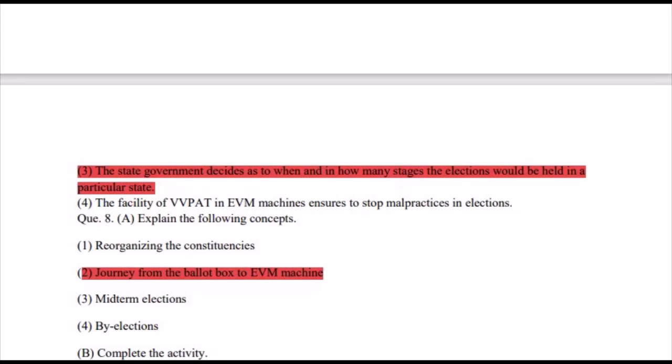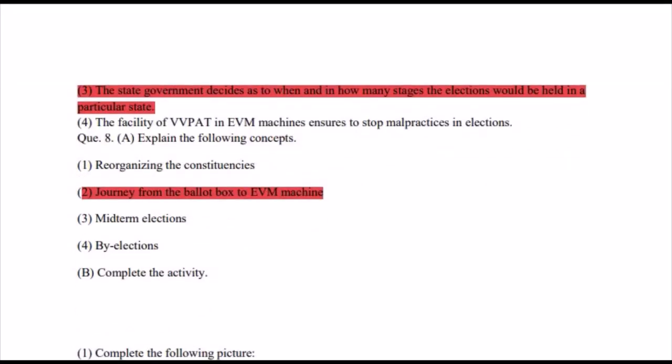Now, let us go on to the next question. The question is, explain the following concept. Now here, according to me, the journey from ballot box to EVM machine is very, very important. Without this question, the political science paper will be incomplete. So, please do learn this.